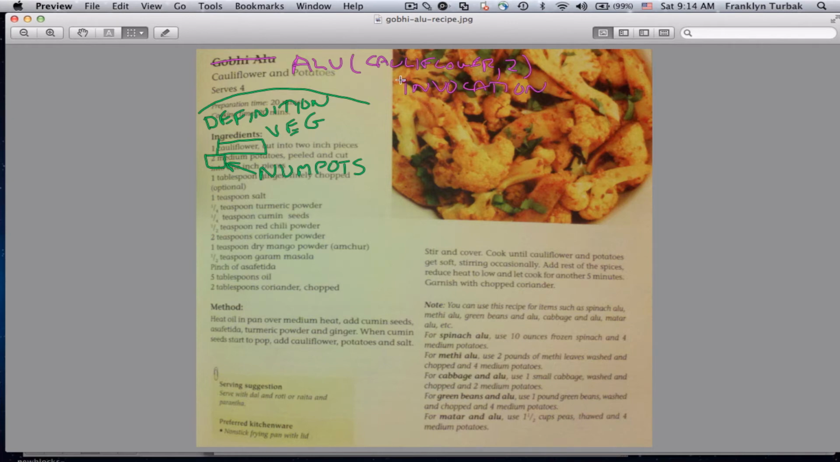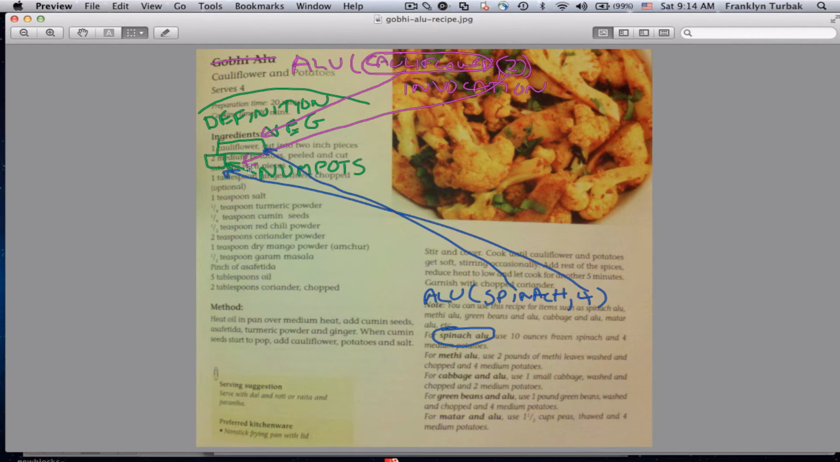Part of the invocation is that we specify what things are going to fill the holes. So in this case, cauliflower fills the vegetable hole, and the number 2 fills the number of potatoes hole. Whereas, say down here, if we're going to make spinach aloo, then we want to invoke the aloo method with spinach, which is our vegetable in that case, and the number 4. So we want spinach to fill the vegetable hole, and we want 4 to fill the number of potatoes hole.